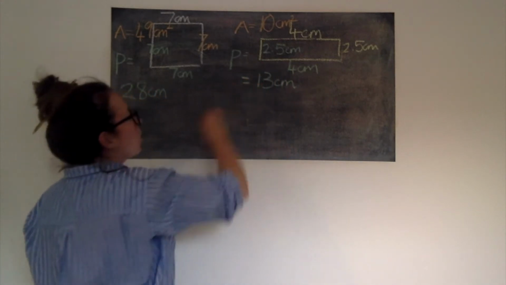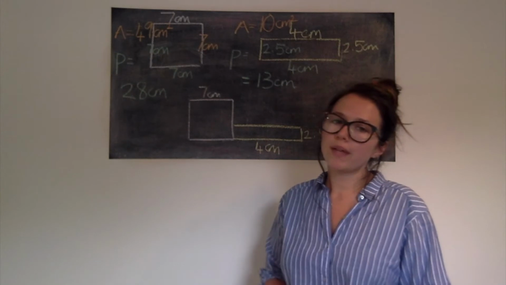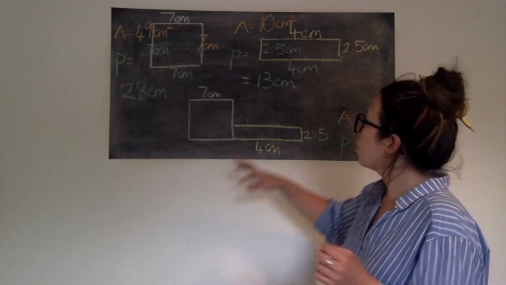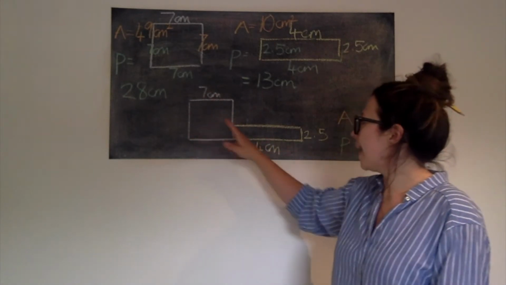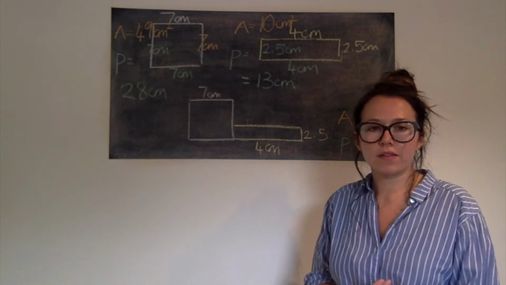Now let's see what happens when we create a compound shape. Time to pause the video again. I've now put our two simple shapes together and made a compound shape. So I want you to think about what can we just add together to find, is it the area or the perimeter, and how do you calculate the other one?